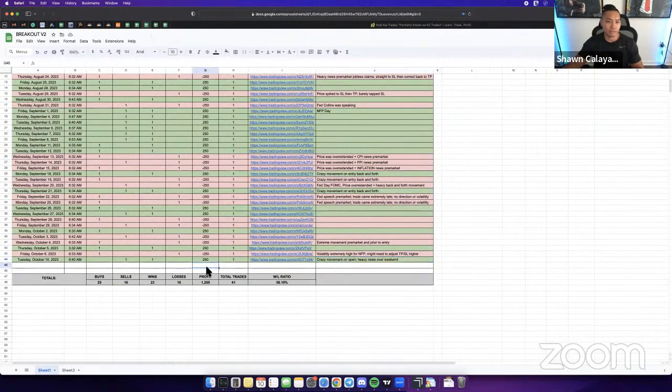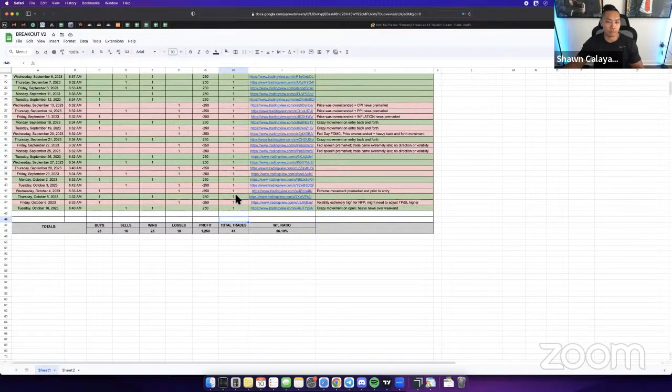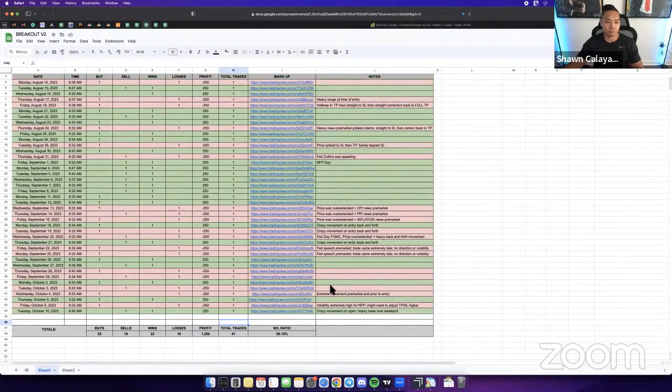The breakout V2 obviously has more profits here because it is a 1-to-1 risk reward, and it does go for a higher TP with each trade. So I mean, we'll play around with it, and we'll see what strategy will be our go-to moving forward.